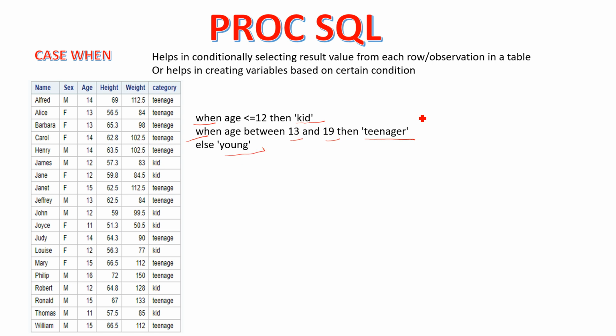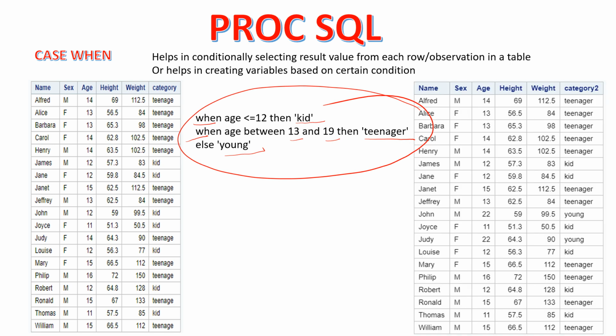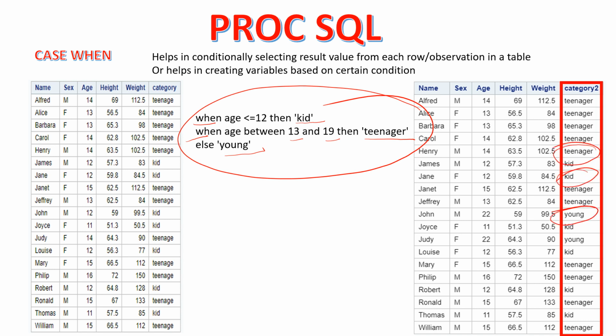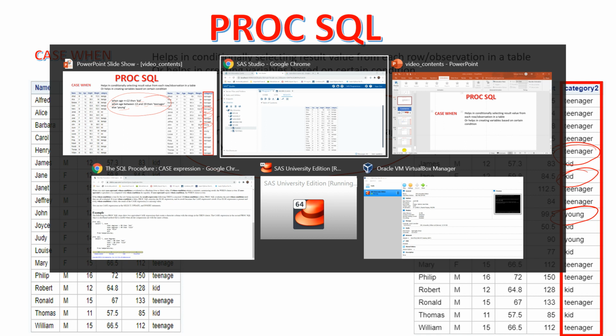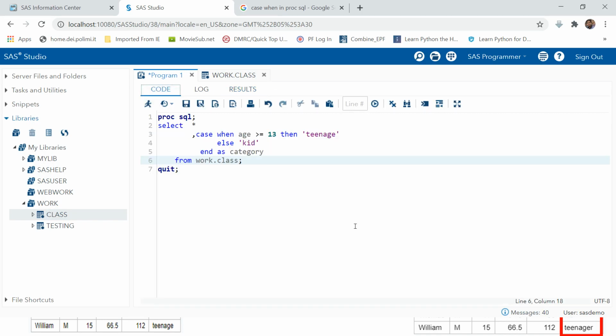So after applying this condition, we should have a table something like this, and the variable category 2 should contain values which should look something like this. So if you see, it has teenager, it has kid, and it has young. Three categories. Let's go to the SAS and try doing this.